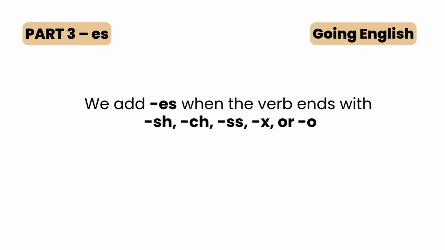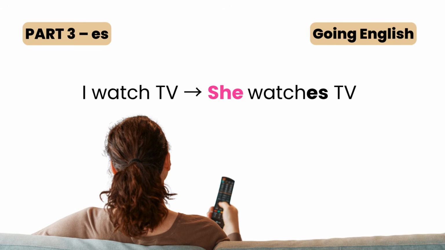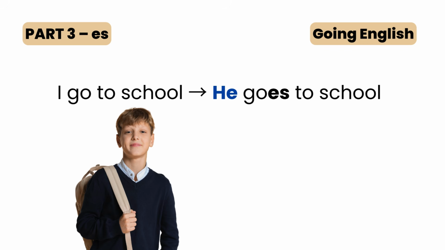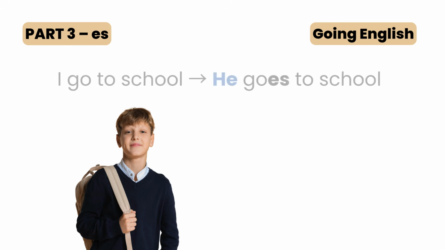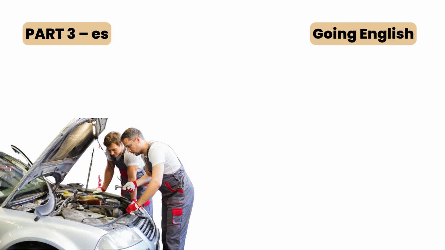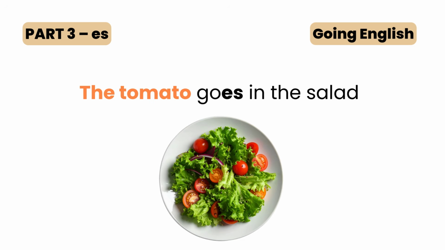Now let's check some examples with verbs ending with es. We add es when the verb ends with sh, ch, ss, x, or o. I watch TV, she watches TV. I go to school, he goes to school. They fix the car, he fixes the car. The tomato goes in the salad.